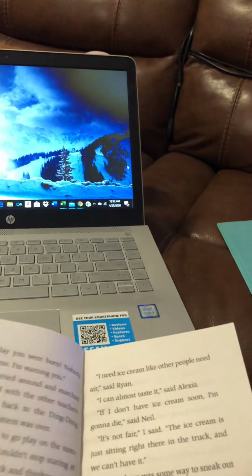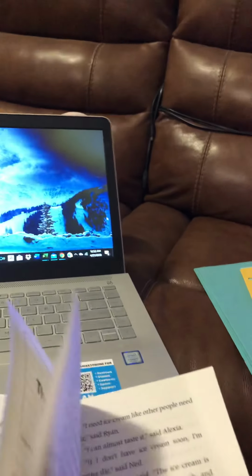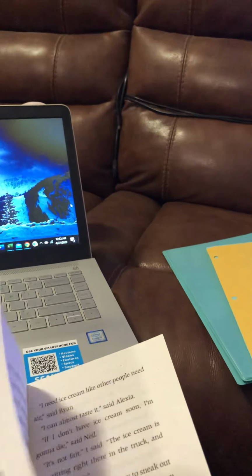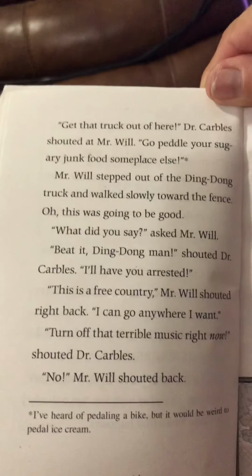Guys, I didn't stop to point out suffixes on that page because I just feel like there are so many of them, and I don't want you to lose the meaning of the story.